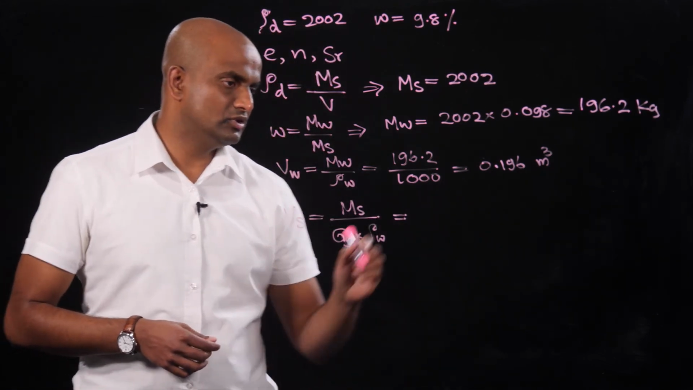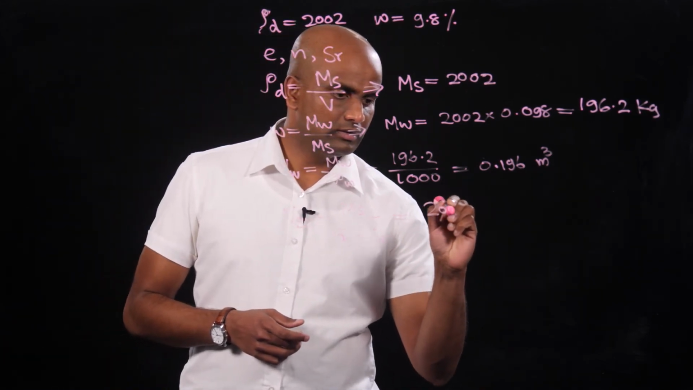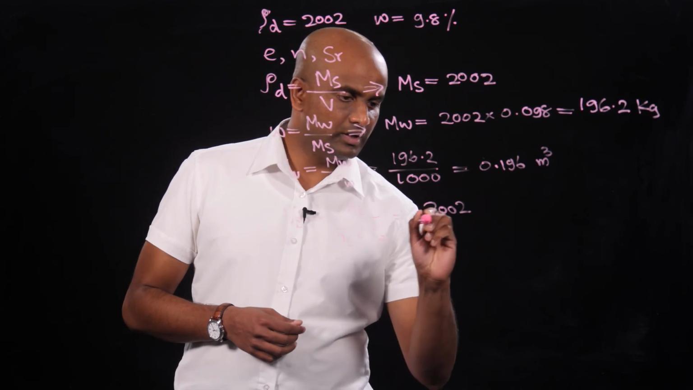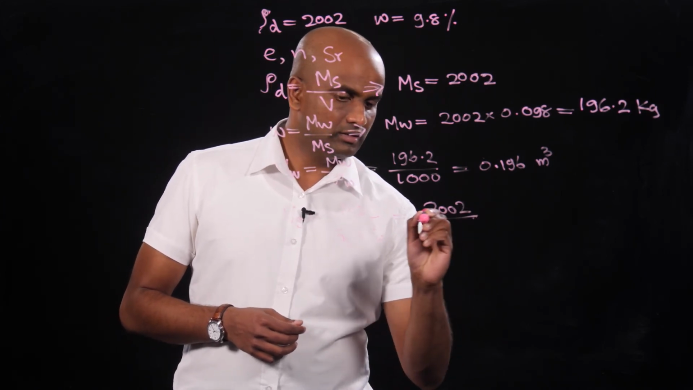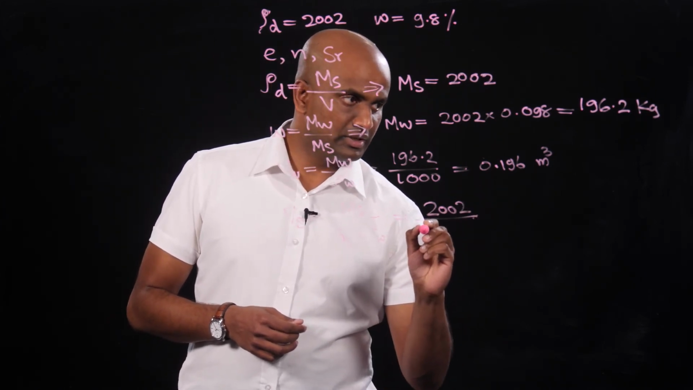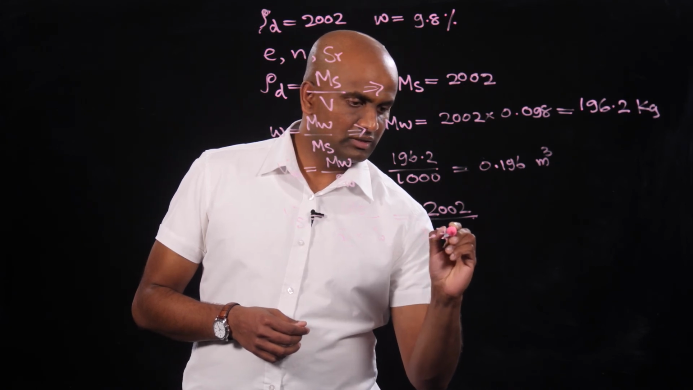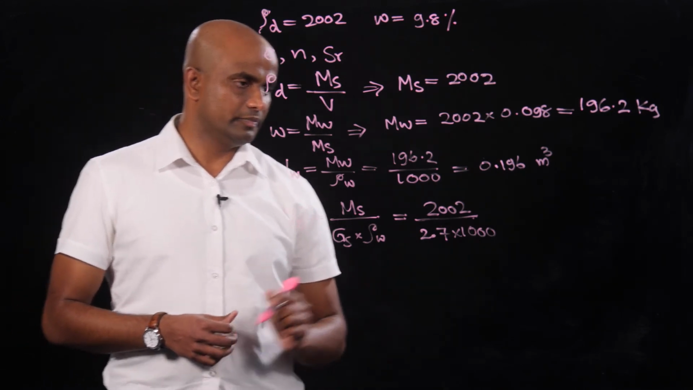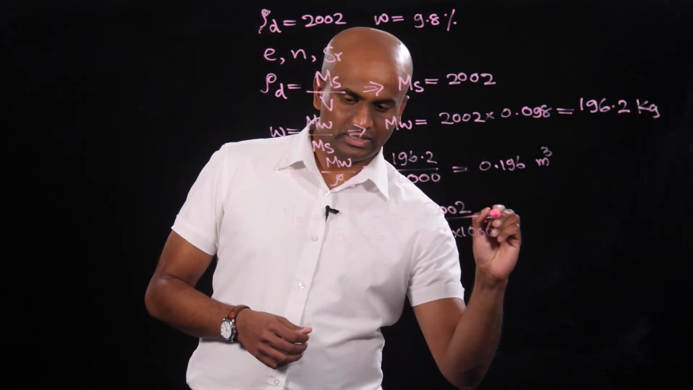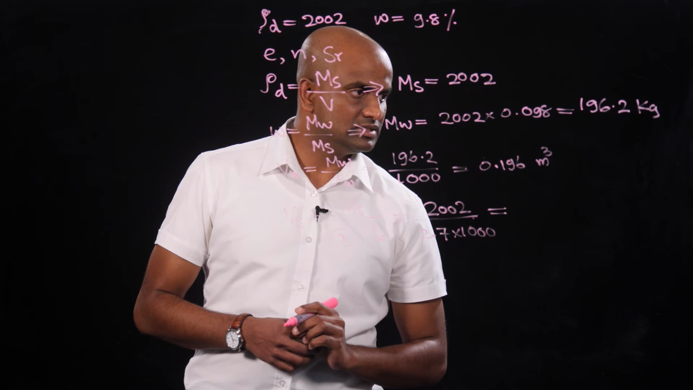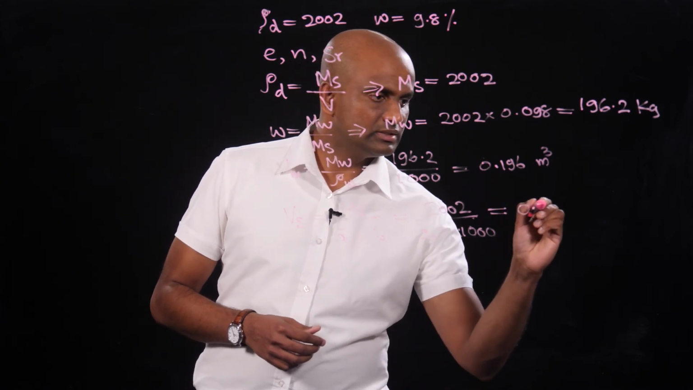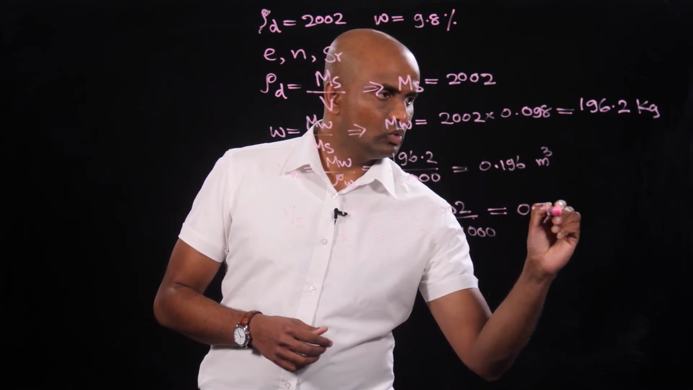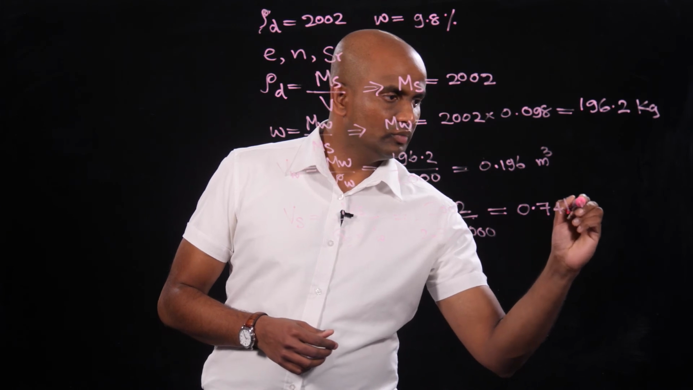So the mass of solid, we know it's 2002, divided by the Gs, which is given as 2.7, times 1000, which is the density of water. So this gives us the Vs, the volume of solids, as 0.741 cubic meter.